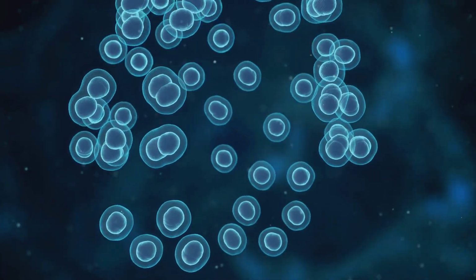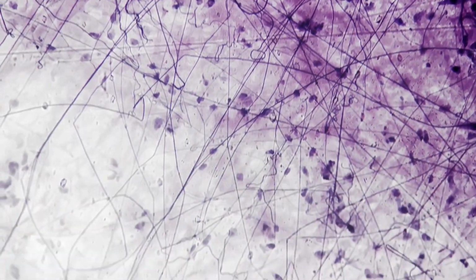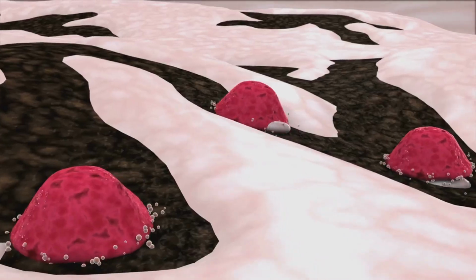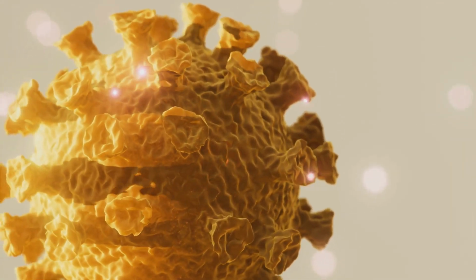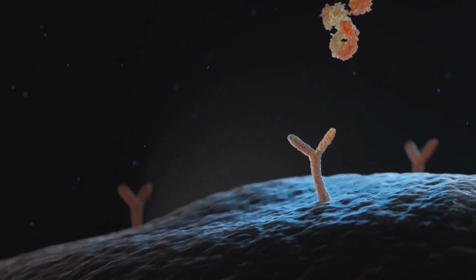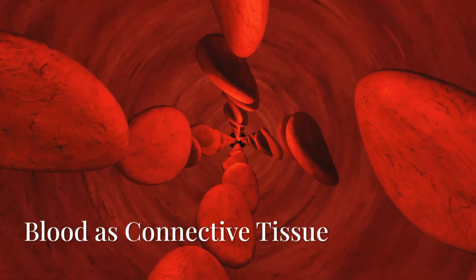So let's talk about the cells in connective tissue. Fibroblasts, for instance, produce fibers and ground substance. Chondroblasts, on the other hand, form cartilage. Then there are macrophages, which engulf pathogens. And finally, mast cells release histamine in response to allergens.